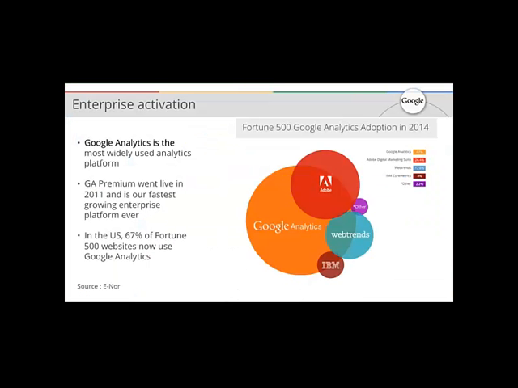Google Analytics, the enterprise solution that we came out with in 2011, is one of the fastest growing enterprise platforms. As it stands today, almost 67% of all the Fortune 500 websites in the US are using Google Analytics. So in terms of scale, it's pretty massive and it's growing very rapidly, not just in the US, but in all markets across the world.